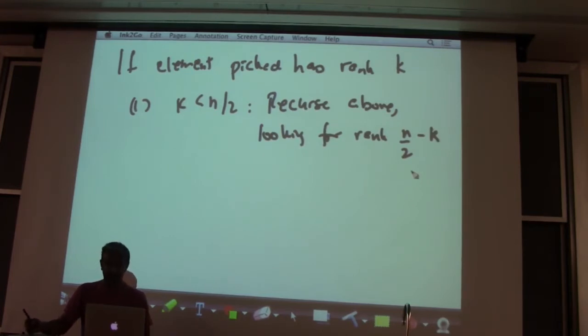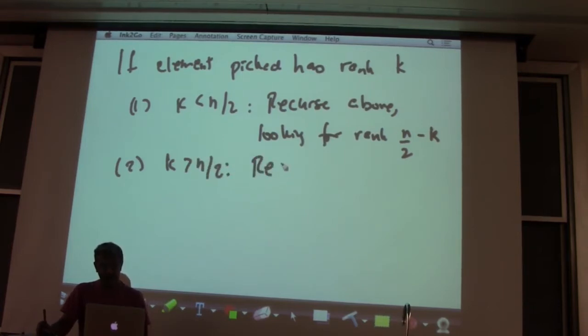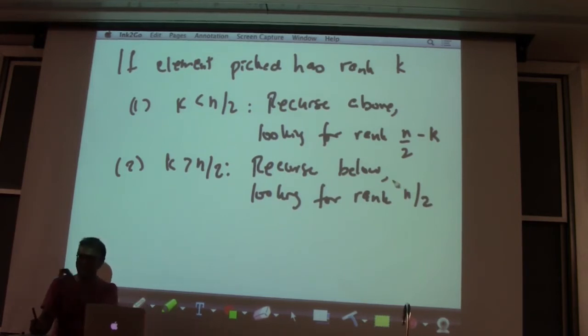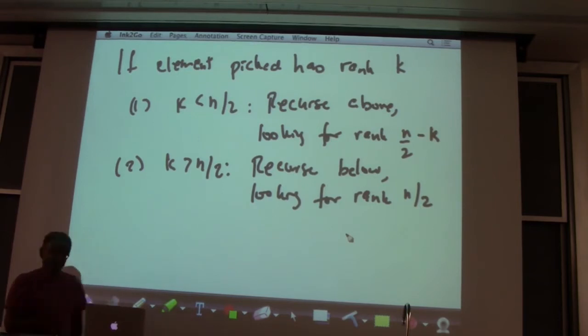Okay. Because I throw it here. And if k is more than n over 2, you recurse below, looking for rank n over 2 as before. It'll be n over 2, but the set is of smaller size, so be careful. Your set size is n prime, but you just have the fixed rank n over 2. Okay? What if the rank is equal to n over 2? You found it. We're done. Trick question.